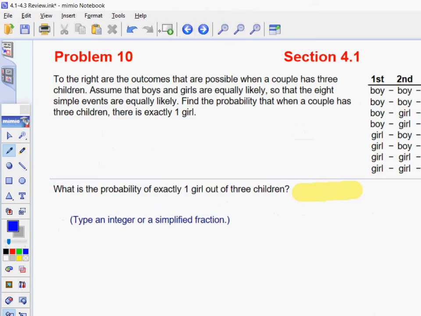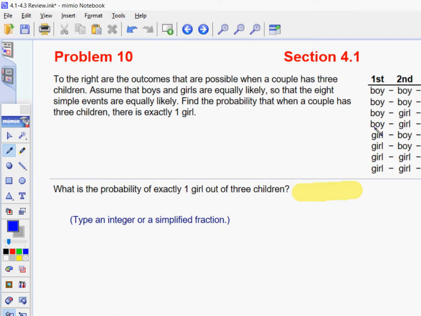Problem number 10. To the right are the outcomes that are possible when a couple has 3 children. Assume that boys and girls are equally likely, so that the 8 simple events are equally likely. Find the probability that when a couple has 3 children, there is exactly 1 girl. All right, so they said 8 simple events. That's these 8 simple events right over here. 1, 2, 3, 4, 5, 6, 7, 8.